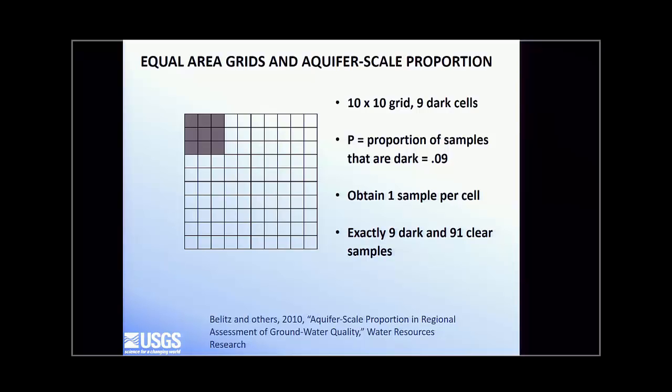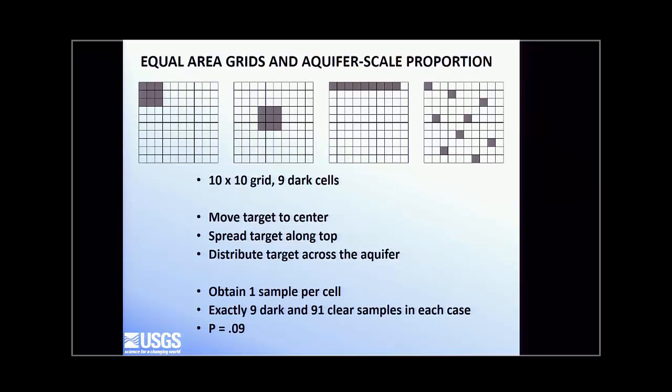So far, so good. Well, let's take those 9 dark cells, and let's shift them from the upper left-hand corner to the center. Stretch them out as a line across the top, or simply spread them around. Sample 1 well per cell, 100 samples, exactly 9 high, 91 clear. It's still 9%. So it doesn't matter where that target is located. It doesn't matter how it's distributed.